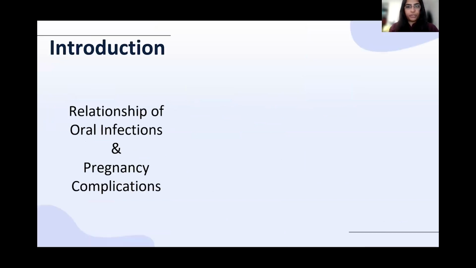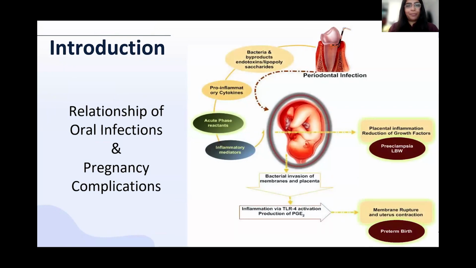A quick introduction about the relationship of oral infections and pregnancy complications. Although the exact mechanism remains uncertain, according to the most commonly proposed mechanism, oral infection acts as a source of pathogenic inflammatory bacteria, which then spreads to the amniotic cavity, causing bacteremia, premature induction of labor, and reduction of growth factors.